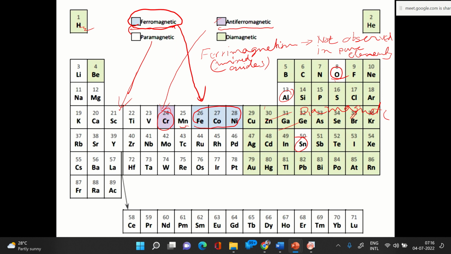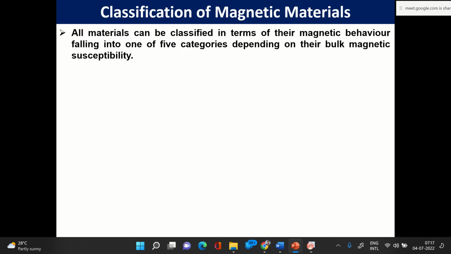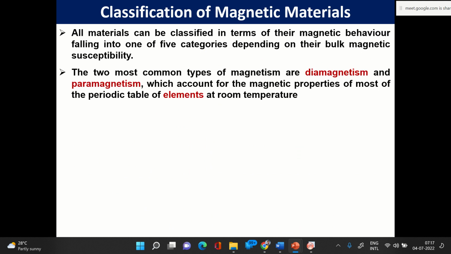Oxygen is paramagnetic. Aluminium and tin also exhibit paramagnetic behavior. Okay, so classification of magnetic materials: they can be classified according to their behavior. Diamagnetism, paramagnetism.